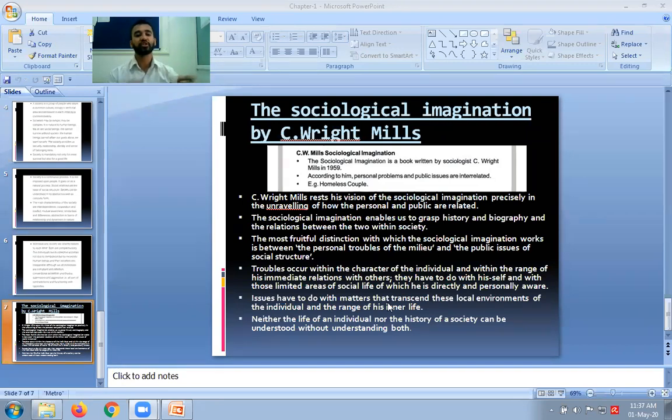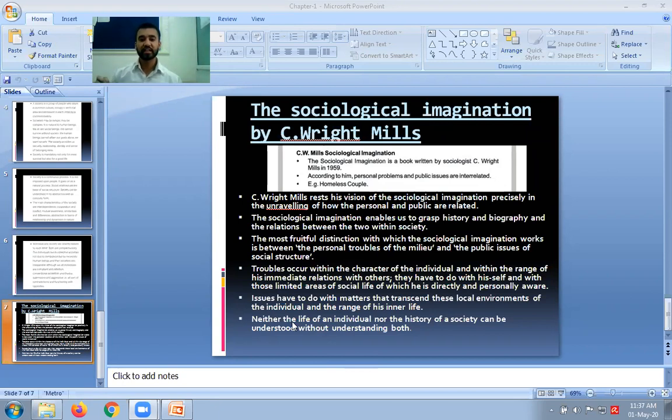But there is a relation, a comparison, an interconnectedness between public issues and personal issues. Neither the life of an individual nor the history of a society can be understood without understanding both. So it's actually a blending, a mixture of both things.